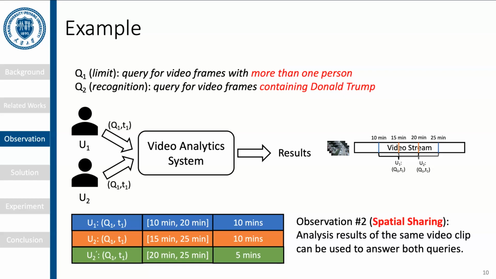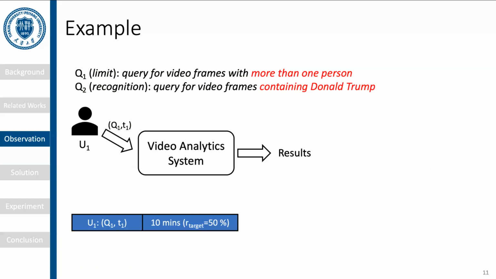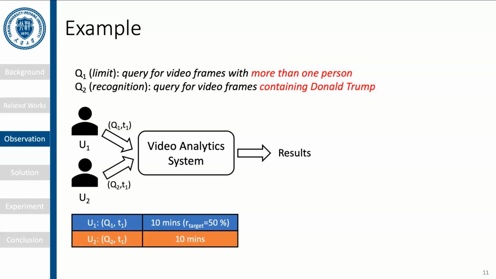We call this relationship between two queries spatial sharing. In the last example, U1 submits a Q1 request at time t1 to the system, and U2 submits a Q2 request simultaneously. In prior works, these two queries must be processed separately. Suppose that each request requires 10 minutes to be analyzed, and it costs 20 minutes in total. We find that there is a logical relationship between these two queries.